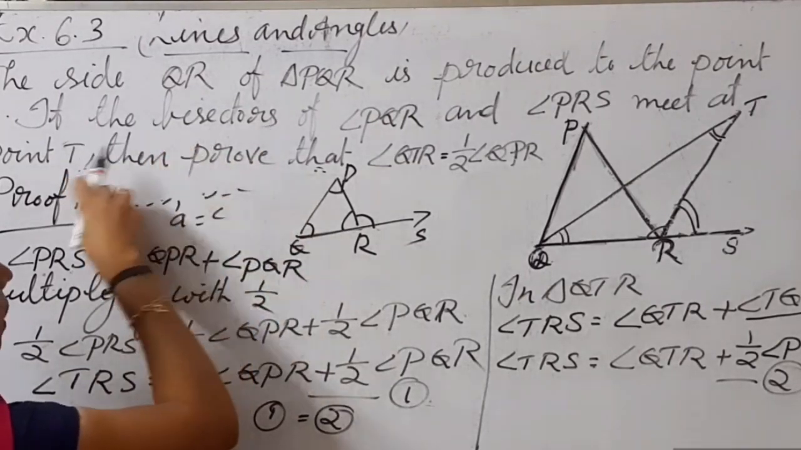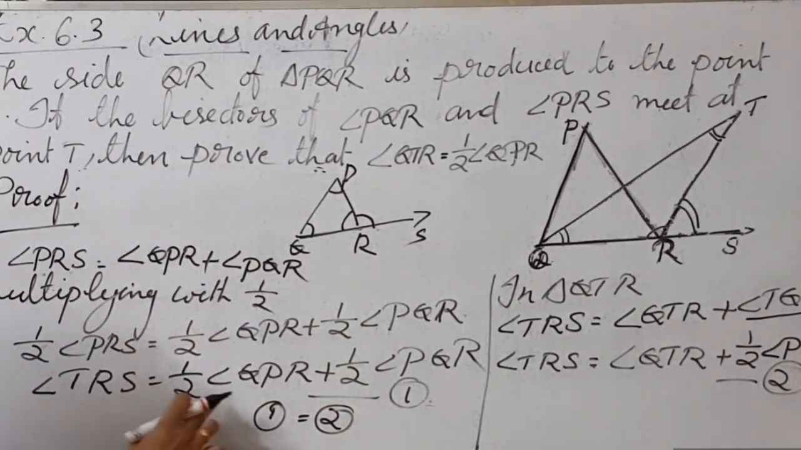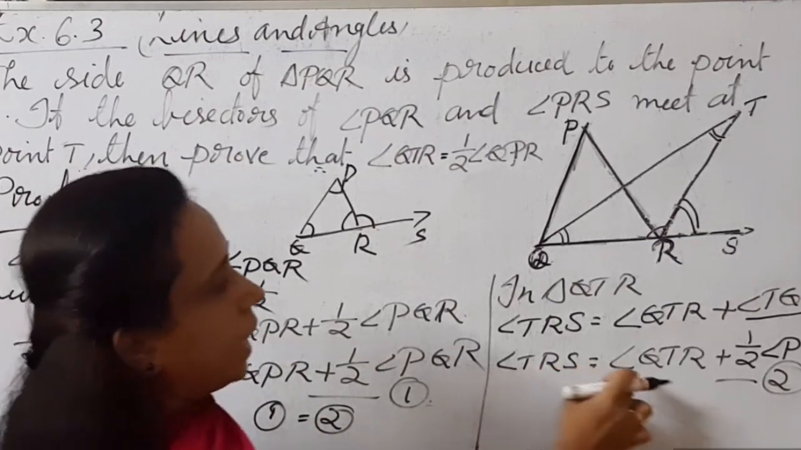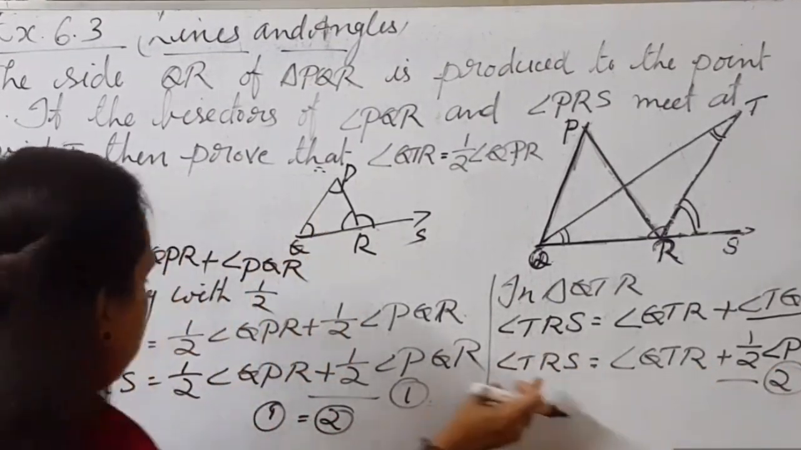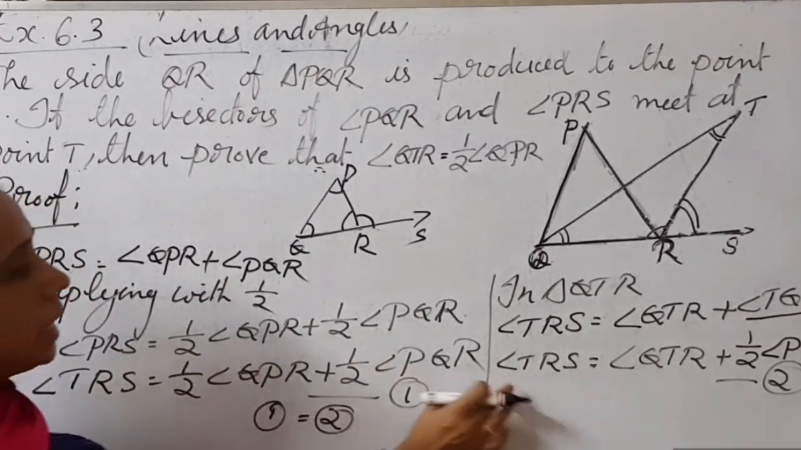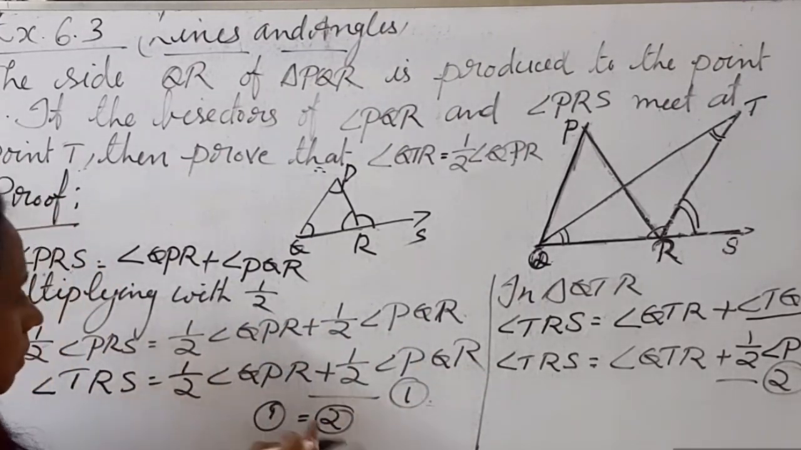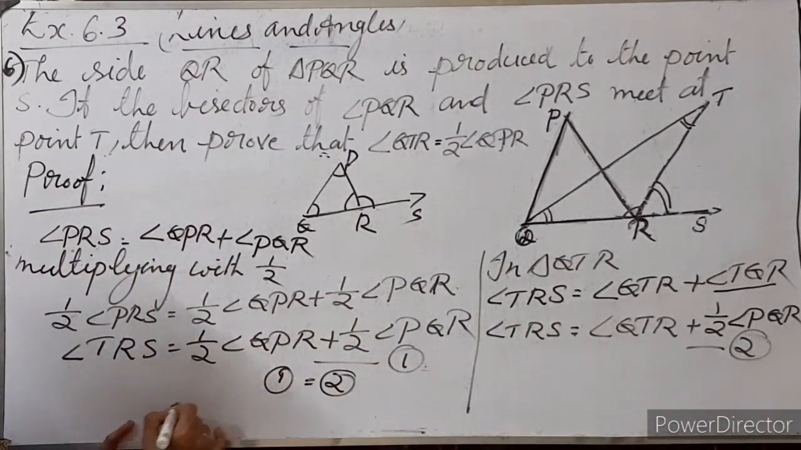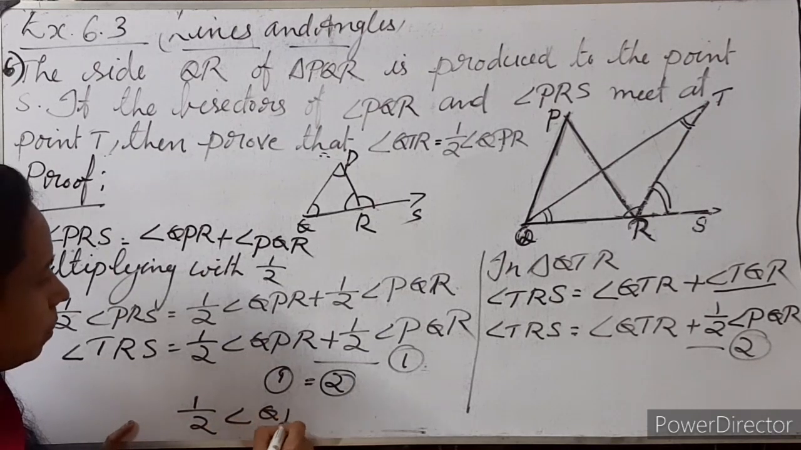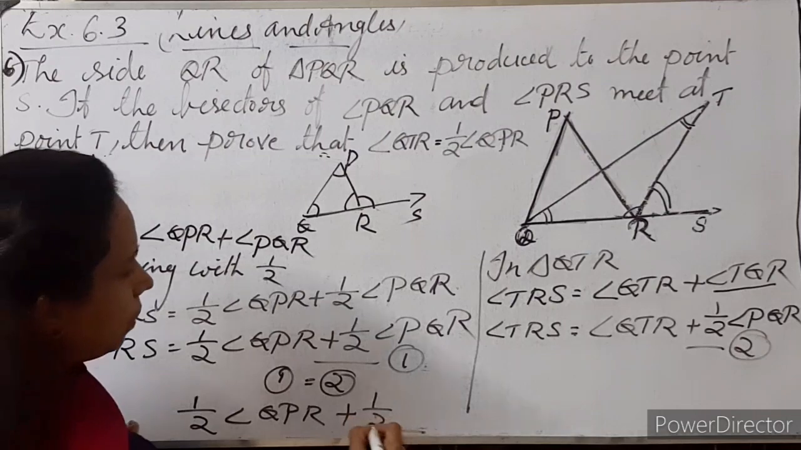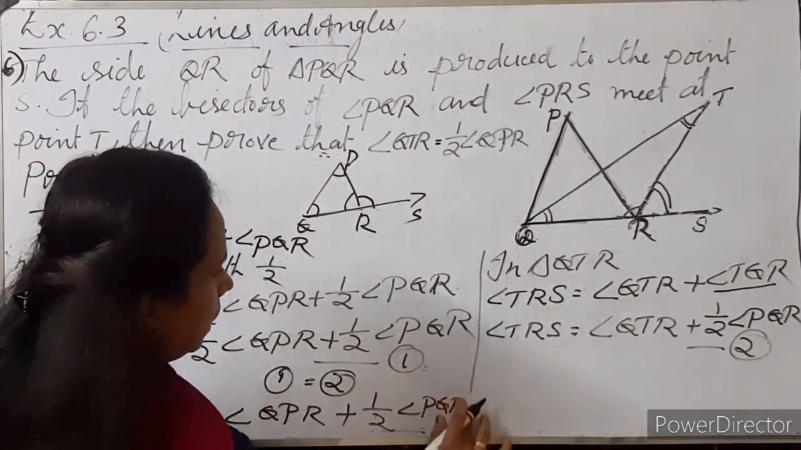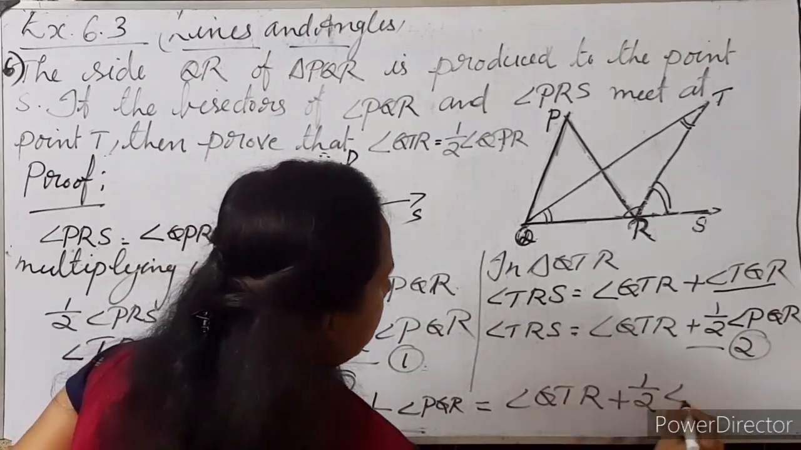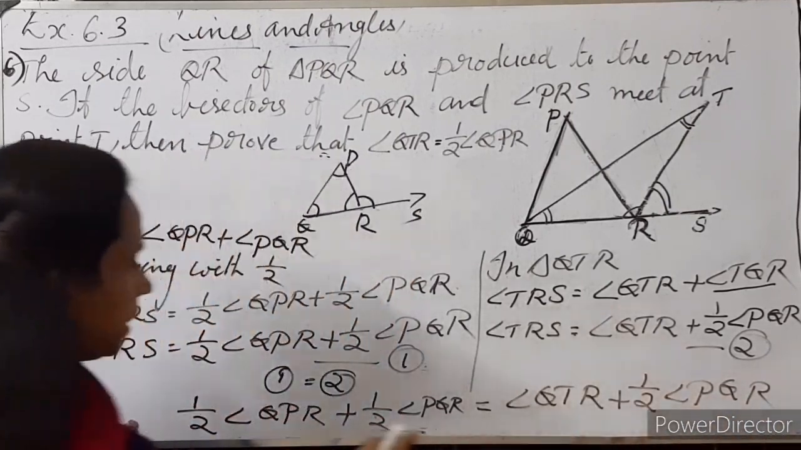So same way, from the first equation, angle TRS is equal to half of angle QPR plus half of angle PQR, and from the second equation, angle TRS is equal to angle QTR plus half of angle PQR. So see the left hand side. On the left hand sides we are getting the same angle, angle TRS. So we can equate this. 1 is equal to 2. That means right hand sides will be equal. That is half of angle QPR plus half of angle PQR is equal to angle QTR plus half of angle PQR.